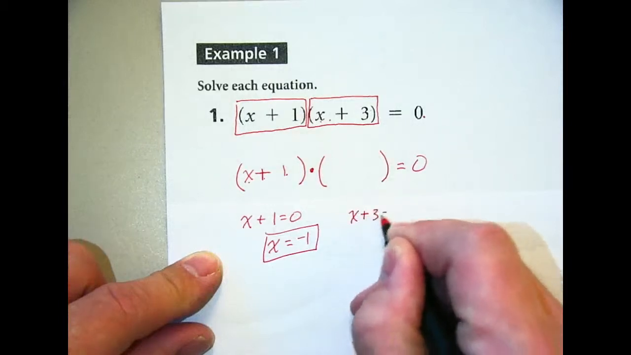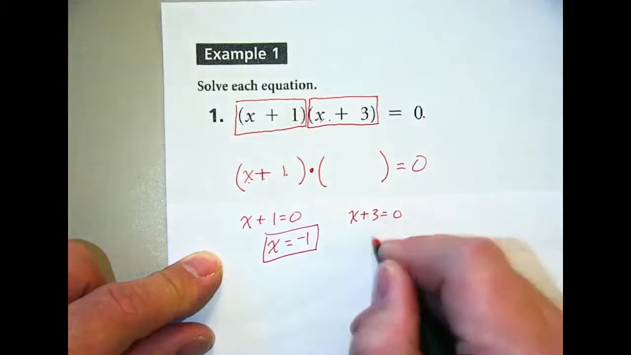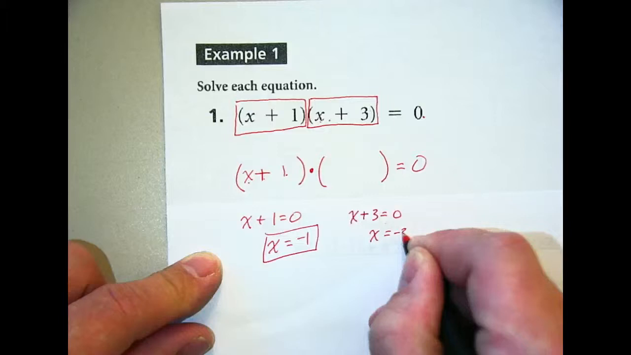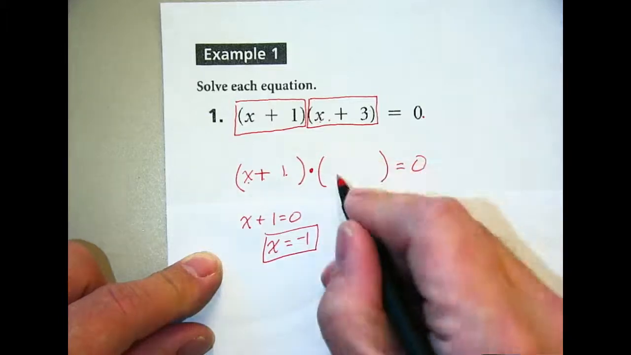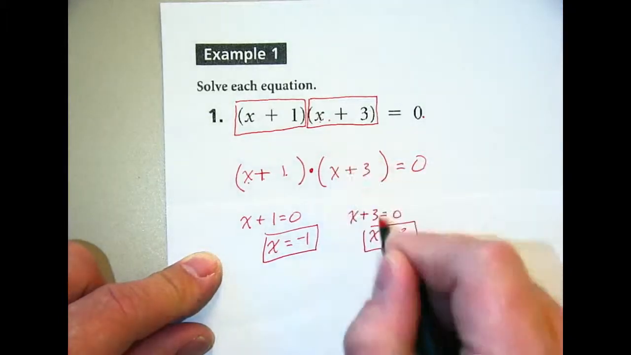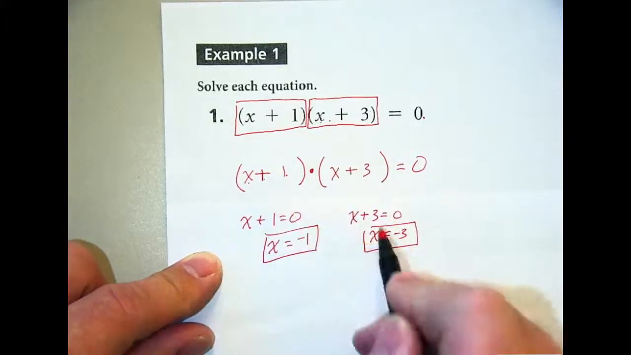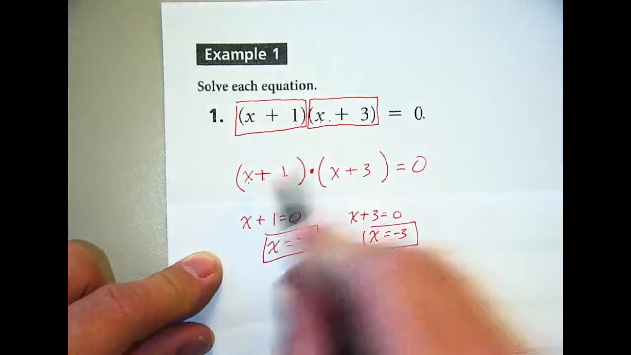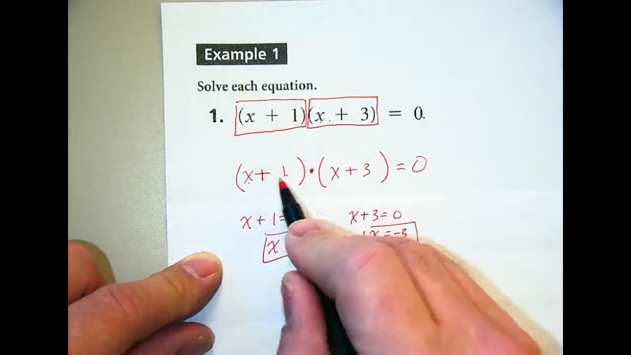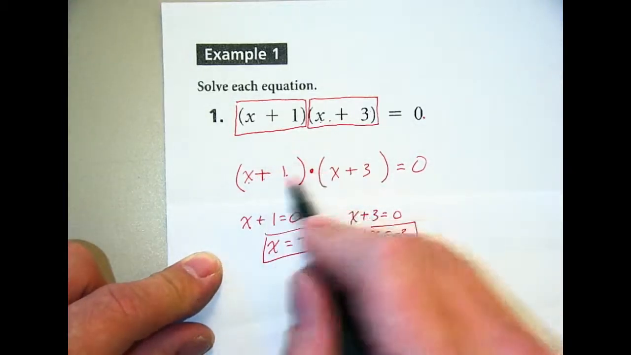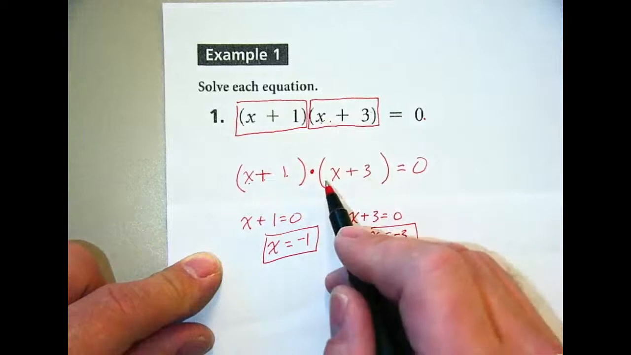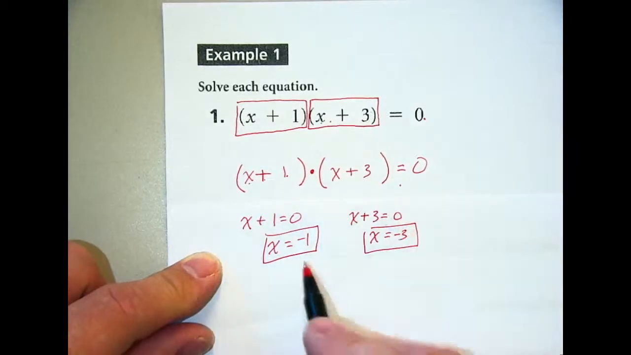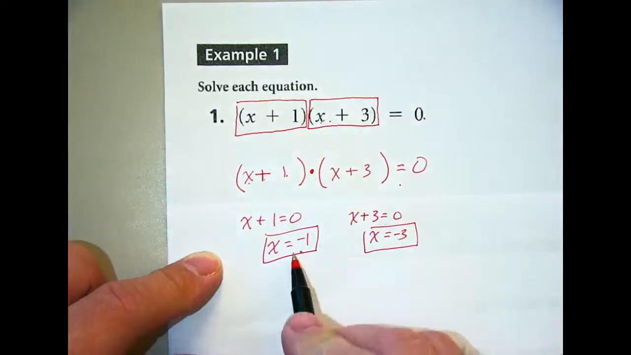x plus 3 equals 0. Well, we subtract 3 on both sides, so x would have to be -3. That would make this one 0. Would it make this 0 if this was -3? No, it would be -3 plus 1, or -2. But do we still get 0 when we multiply? Yeah. So the solutions for x are -1 and -3.